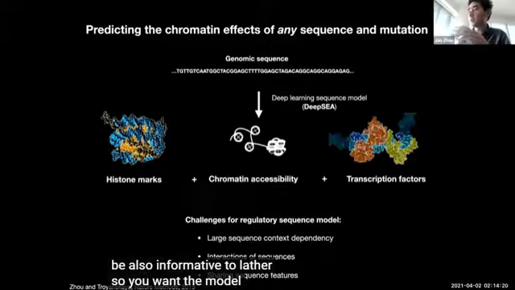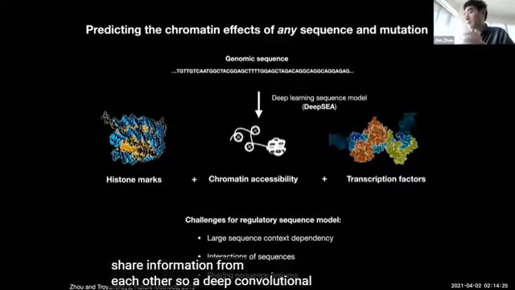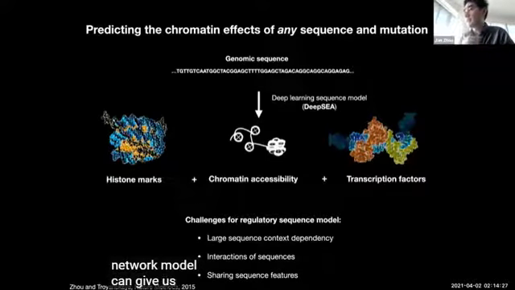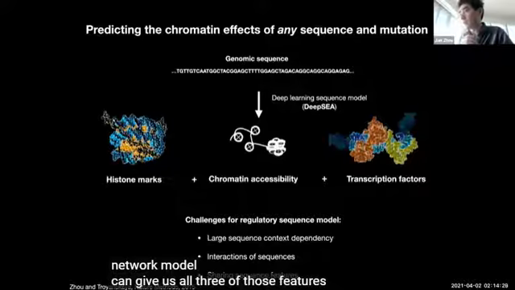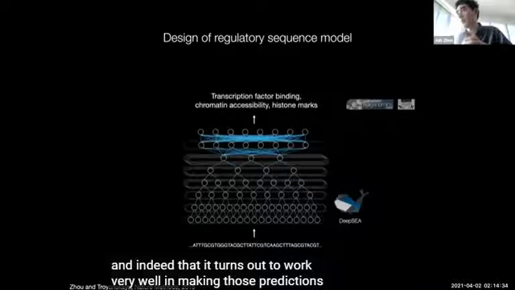So you want the model to be able to share information from each other. A deep convolutional network model can give us all three of those features. And indeed, it turns out to work very well in making those predictions.